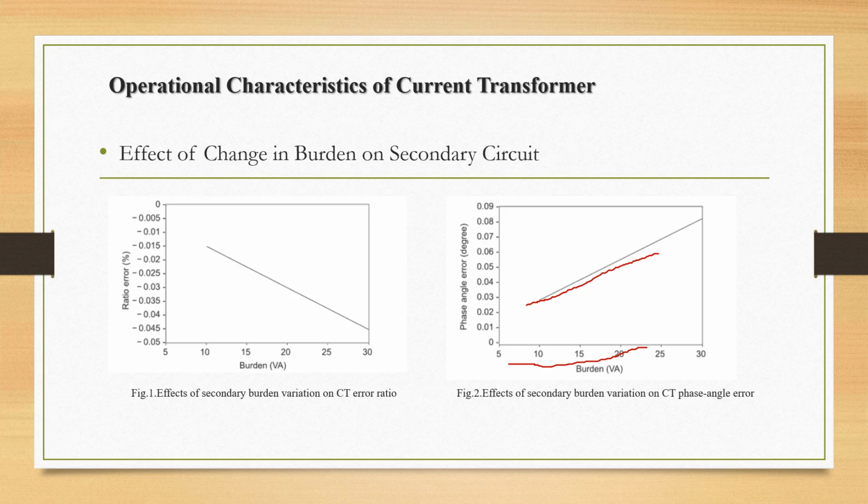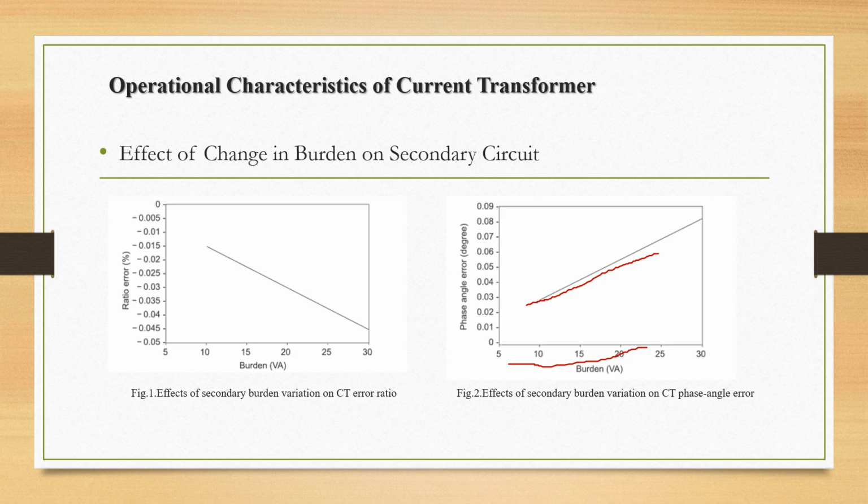And as we know, the ratio error depends upon the difference between the transformation ratio and the turns ratio. As the magnetizing component of current increases, there will be a change between the primary current and the reflected secondary current. That means there will be a change between the transformation ratio and the turns ratio. As a result, the ratio error will increase.